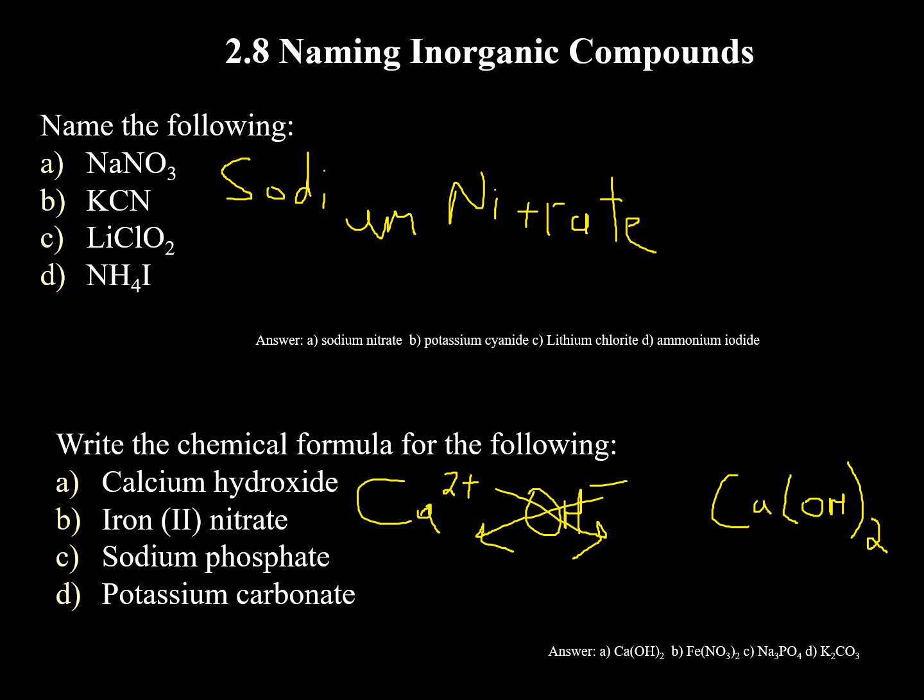You must put the bracket there, or else if you just wrote CaOH, the reader would think you have 2 hydrogens and only 1 oxygen. But in this case, we have 1 calcium, 2 oxygens, and 2 hydrogens.